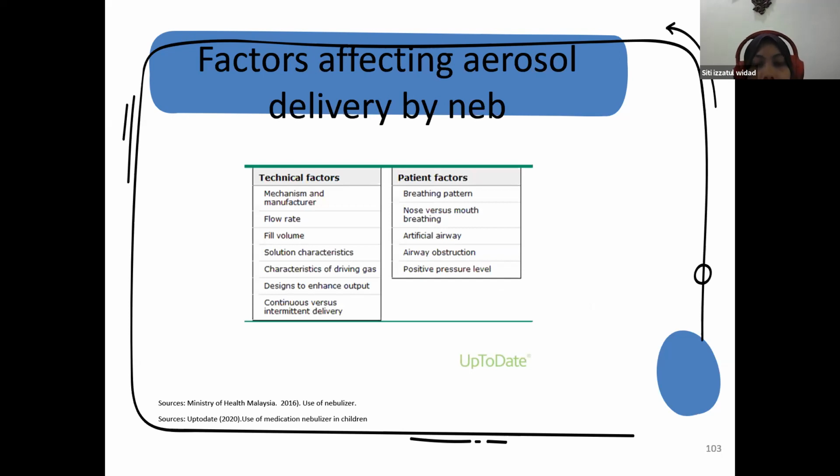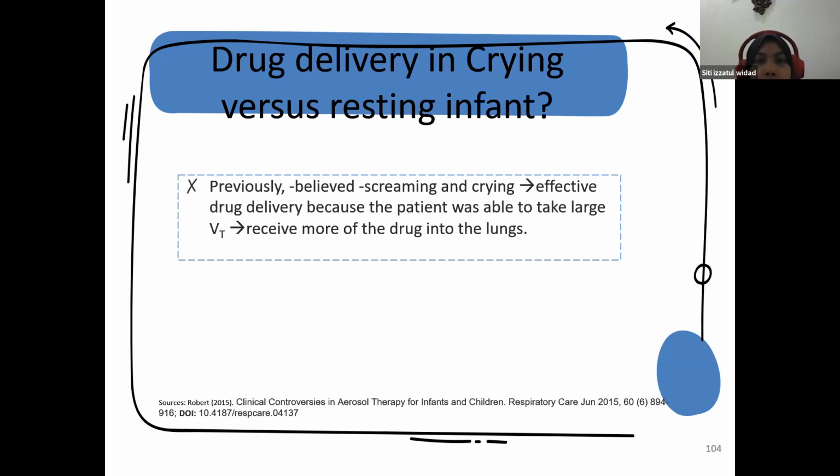Then the patient factor depends on the proper technique of the patient, nose versus mouth breathing. I mentioned that mouth breathing is better than nasal breathing. Next slide. So the concern of drug delivery by nebulizer in crying versus resting infant. Previously, it was believed that when infants cry, they will have better inhalation and larger tidal volume, and will receive more of the drug into the lung.